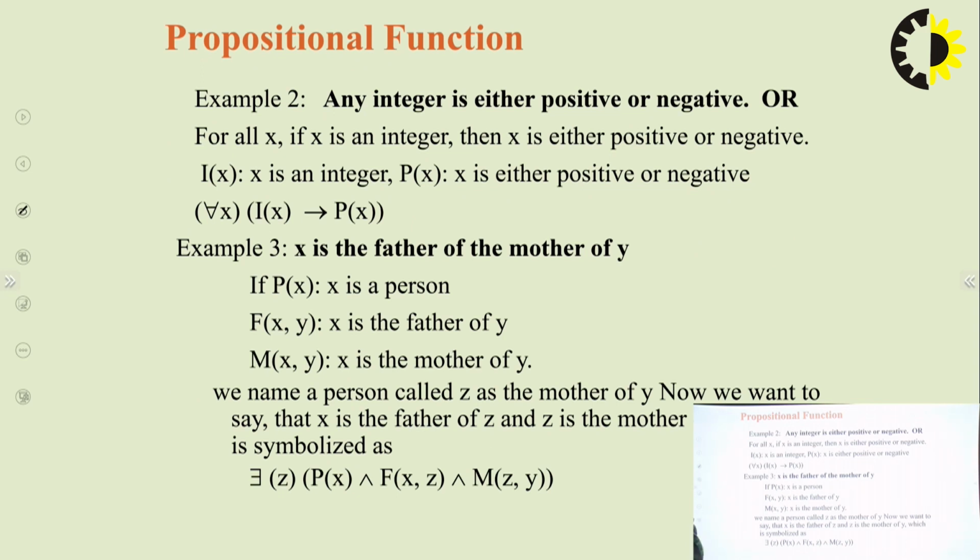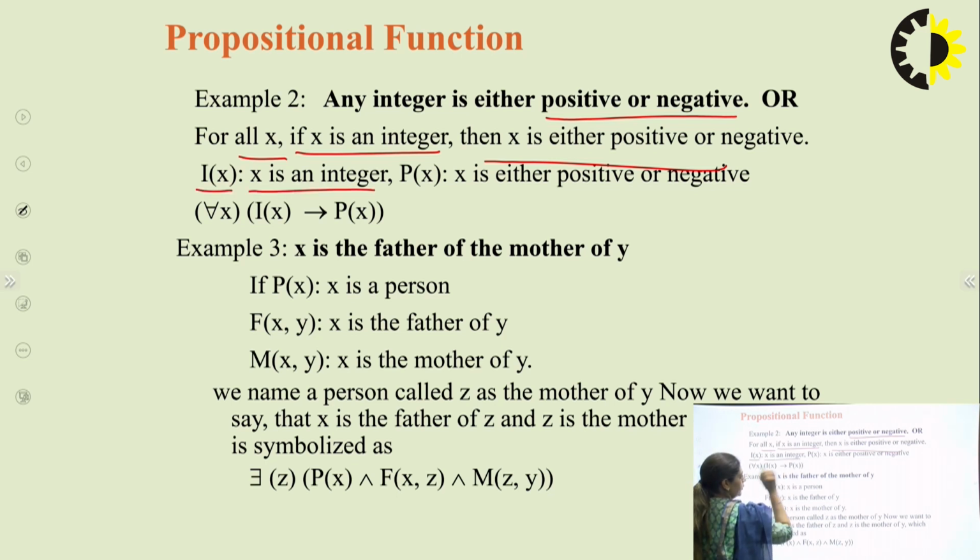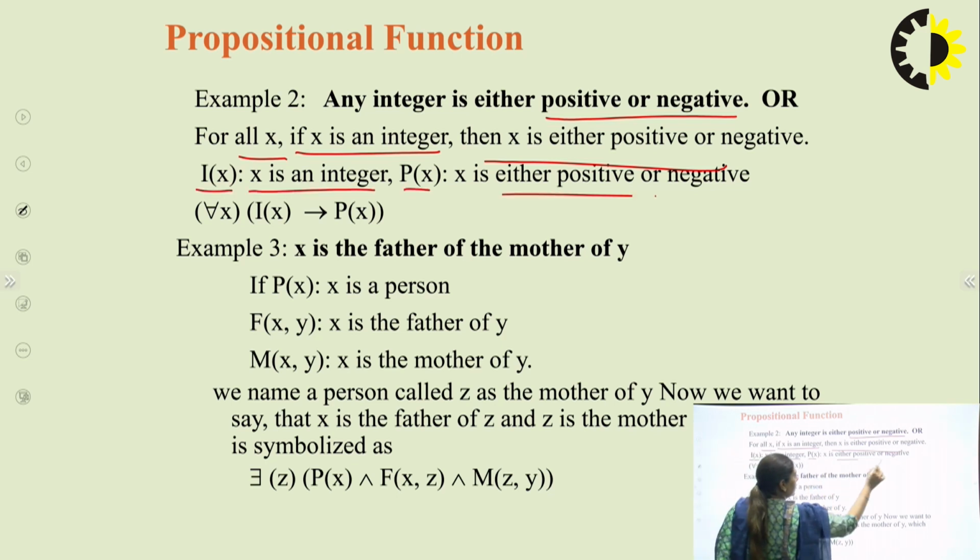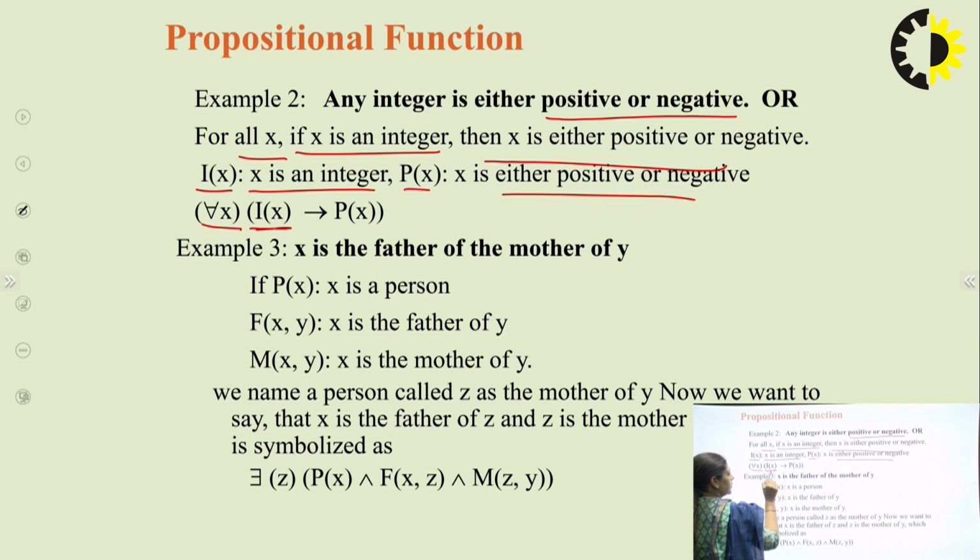Now let's discuss the other example. An integer is either positive or negative, right? We can write it like this: for all x, if x is an integer, then it is either positive or negative. Symbolically, we can write Ix as x is an integer, and Px as x is either positive or negative. For all x, if x is an integer, then it can be either positive or negative.